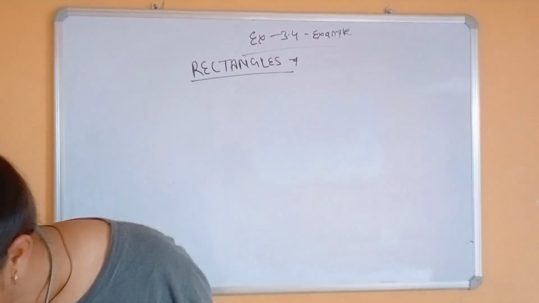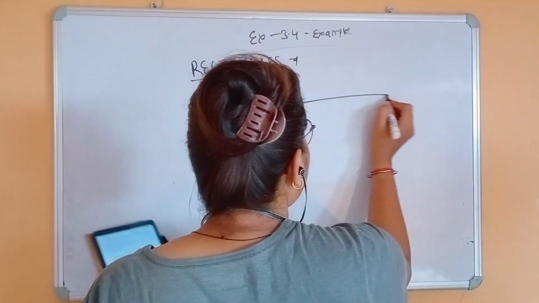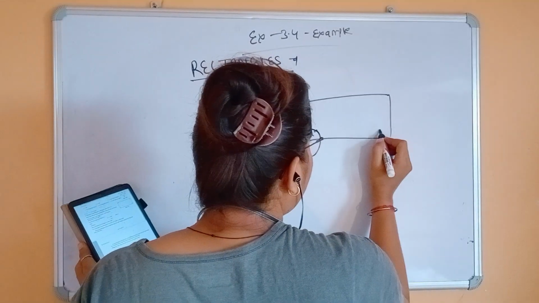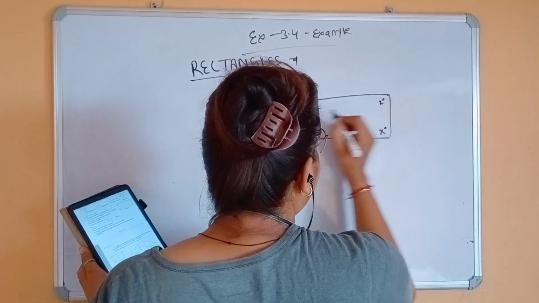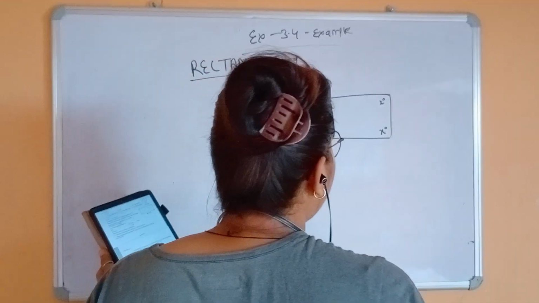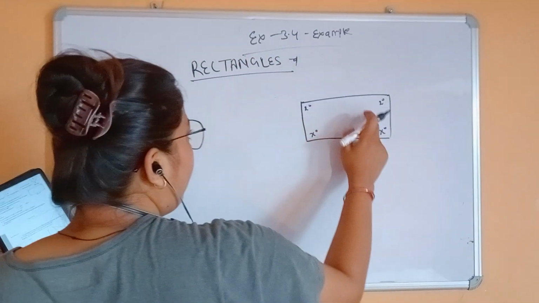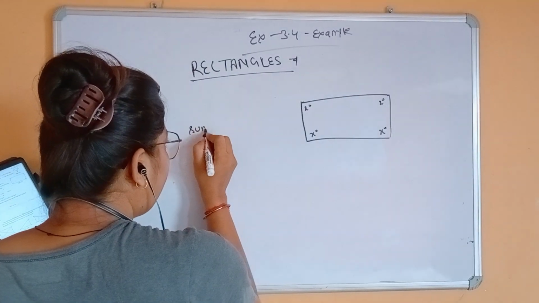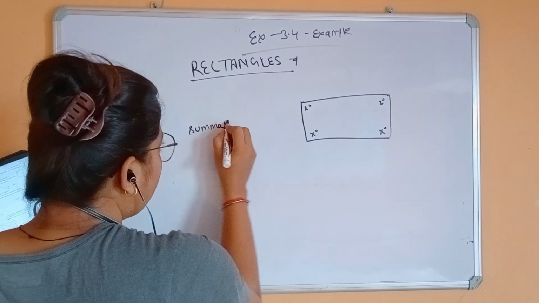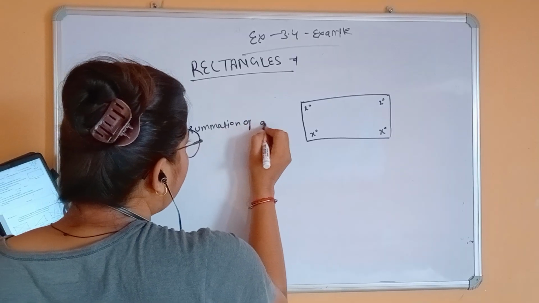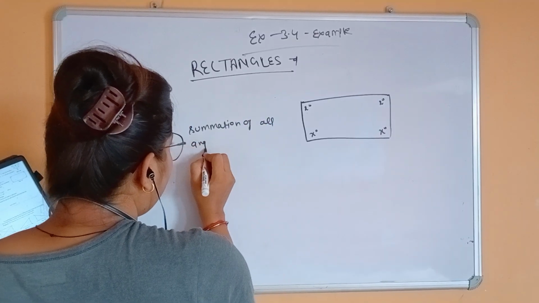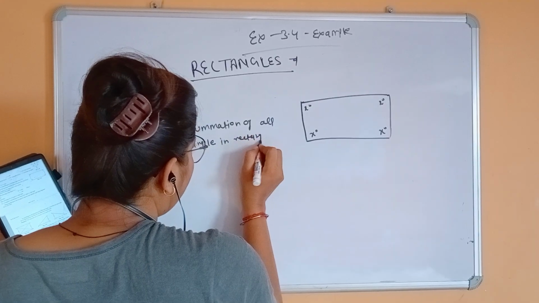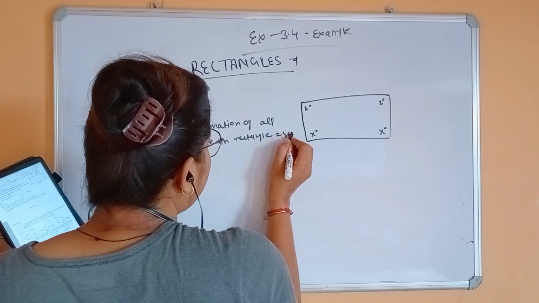So make one rectangle. Make all angles x degree. So we easily understand how rectangle and parallelogram are different. The summation of all angles in a rectangle is equal to 360 degrees. So here written: summation of all angles in a rectangle is equal to 360 degrees.